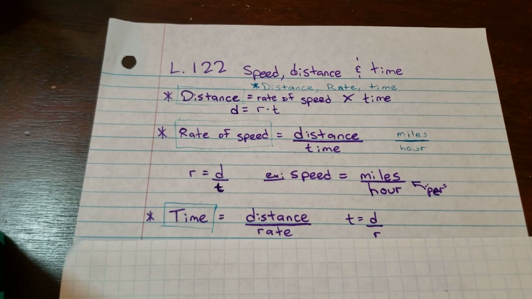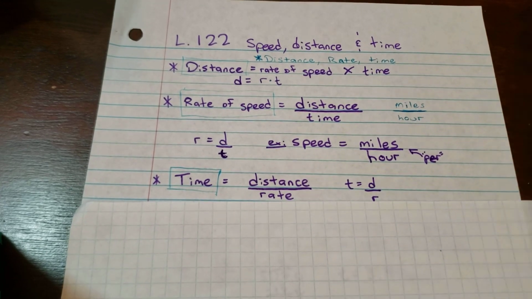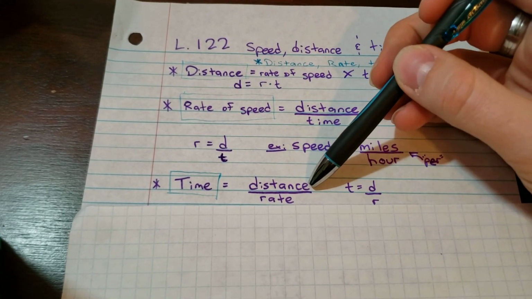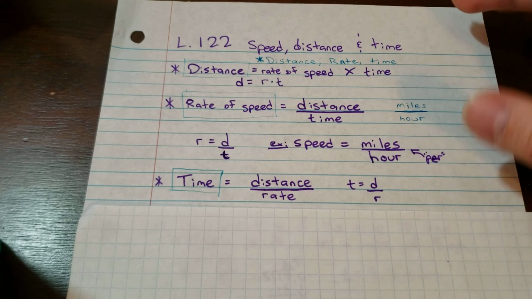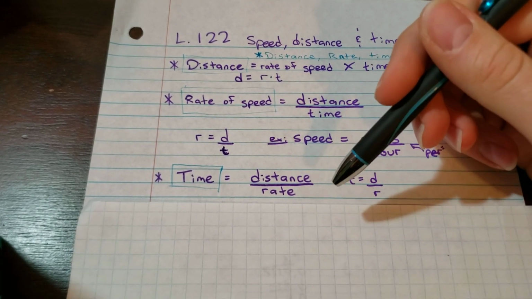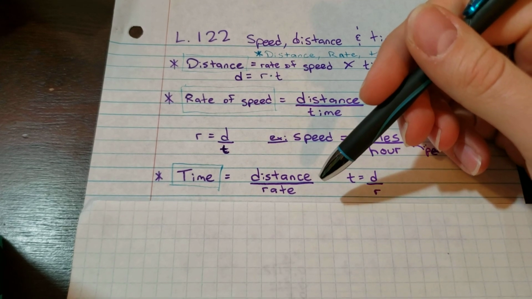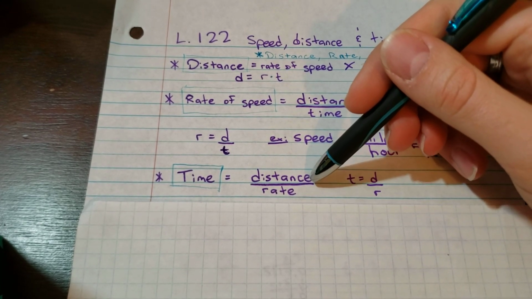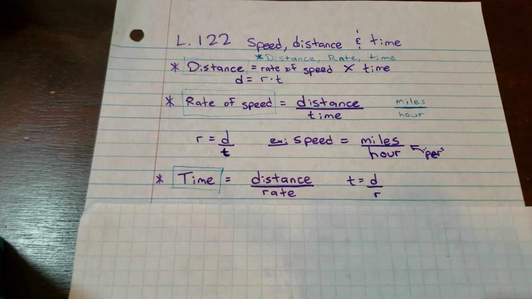Okay, last one is time. How far we travel divided by our rate. So if I was traveling 50 miles an hour and I went 500 miles, I could divide those two and realize I was driving for 10 hours.